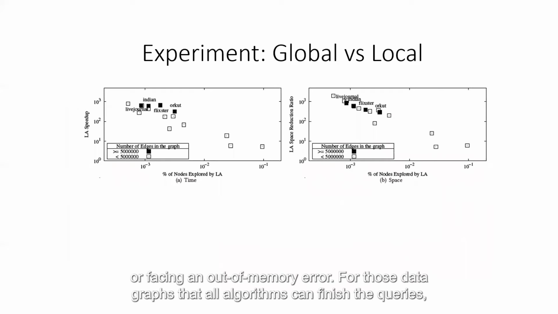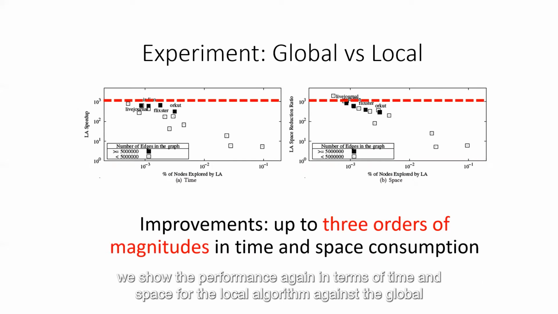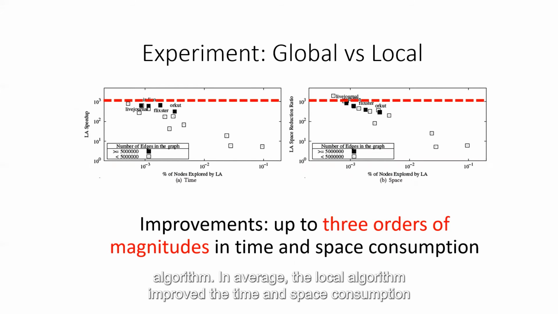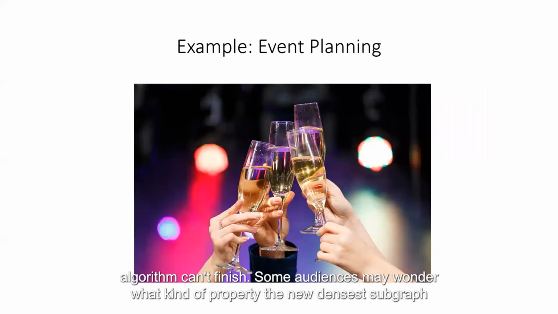For those data graphs that all algorithms can finish the queries, we show the performance gain in terms of time and space for the local algorithm against the global algorithm. On average, the local algorithm improved the time and space consumption by up to 3 orders of magnitude, and this does not even include those data graphs that the global algorithm can't finish.